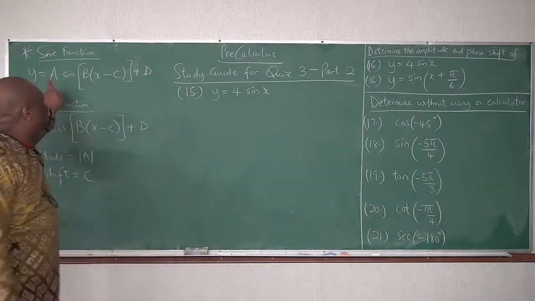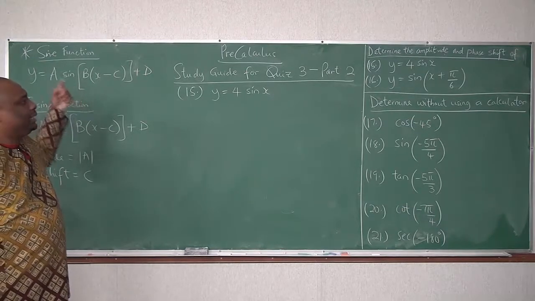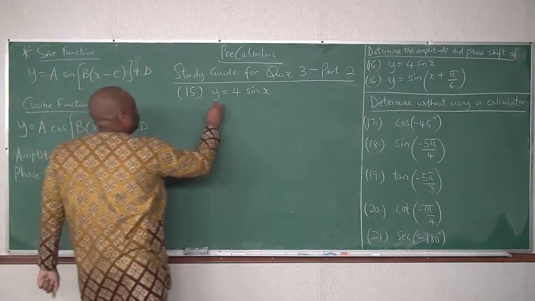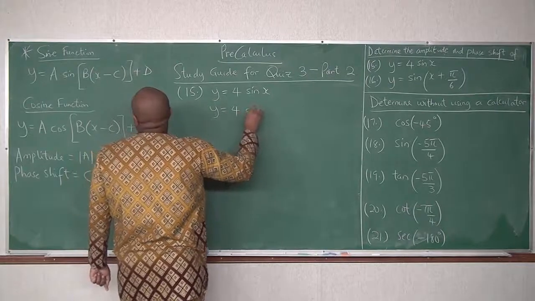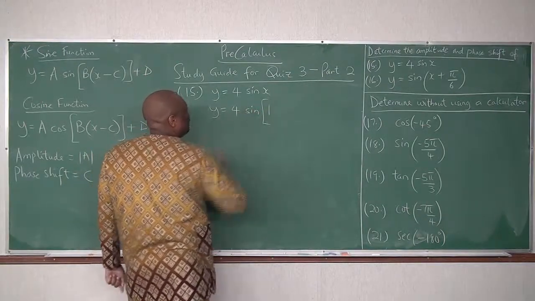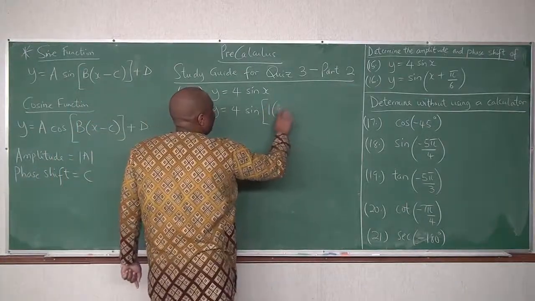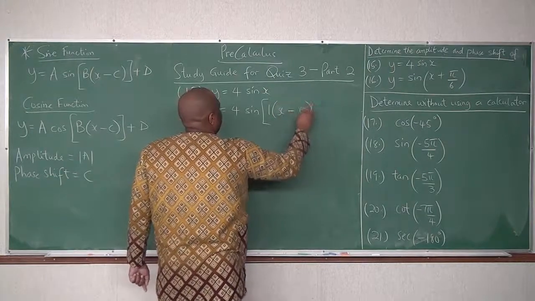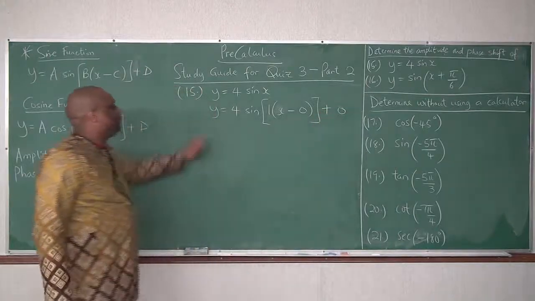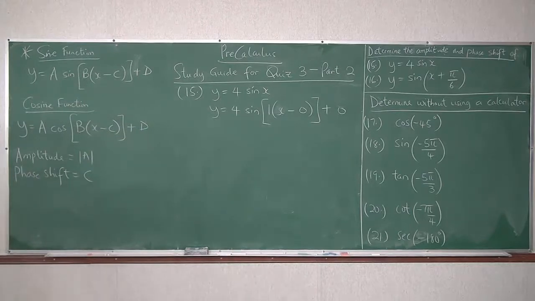I want us to put it in this form, folks. Can we put it in this form so we can easily find what it is? So y will be equal to what? 4 sine. In this case, we put b is 1. B is like saying 1. Then x minus 0. Then plus 0. This is like putting that to be in that form.